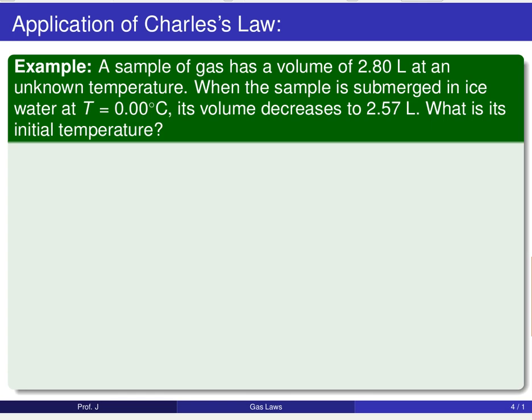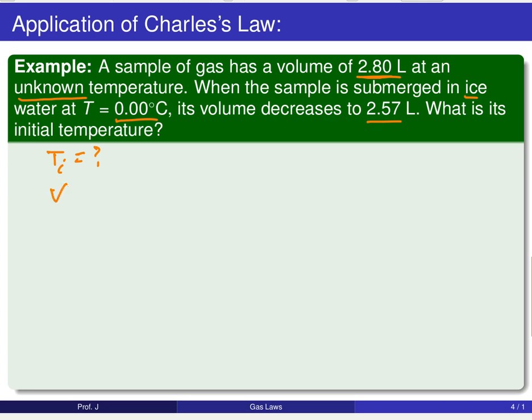So in this problem, we're given a sample of gas, and we're told that the volume of that gas is 2.80 liters, and it's at some unknown temperature. So we don't know that. But we know that when that sample is submerged in an ice water bath at 0 degrees Celsius, its volume decreases to 2.57 liters. So using that information, we now want to figure out what that initial temperature is. So writing out what we're wanting to find here, we have some initial condition here, for which we don't know the temperature. That's going to be our goal.